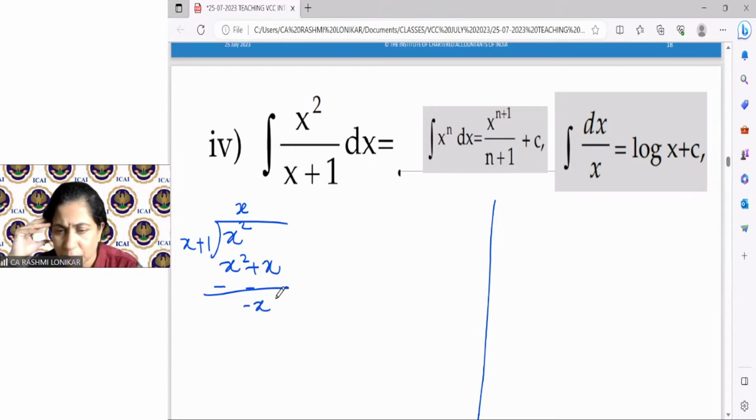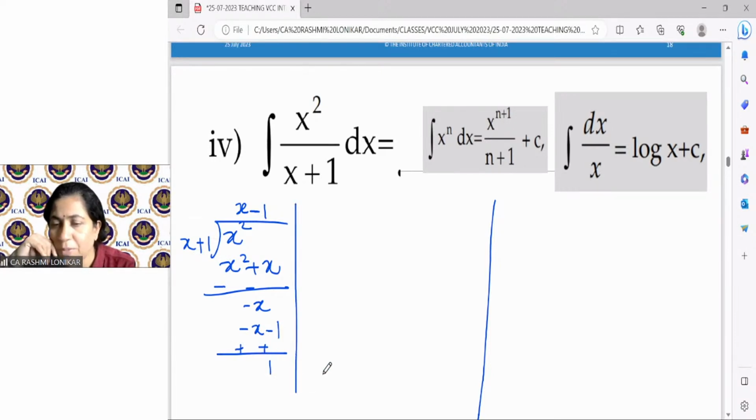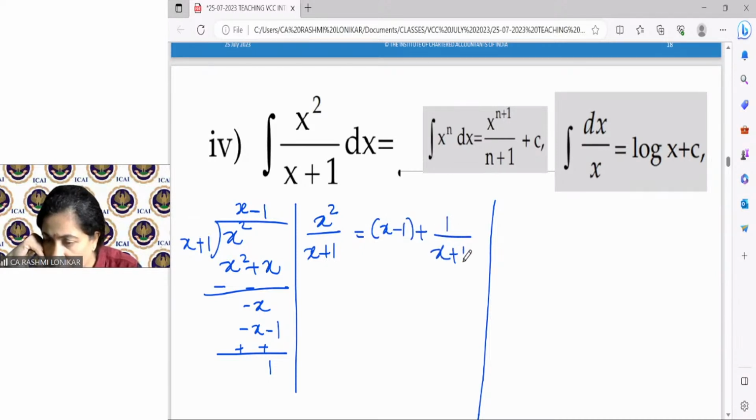Okay. Now this minus x means what? I have to minus 1 into x will give me minus x. Minus 1 into 1 will give me minus 1. Now this changes sign, plus plus. So it becomes 1. So what happens here is my x square upon x plus 1 becomes x minus 1 plus 1 upon x plus 1.